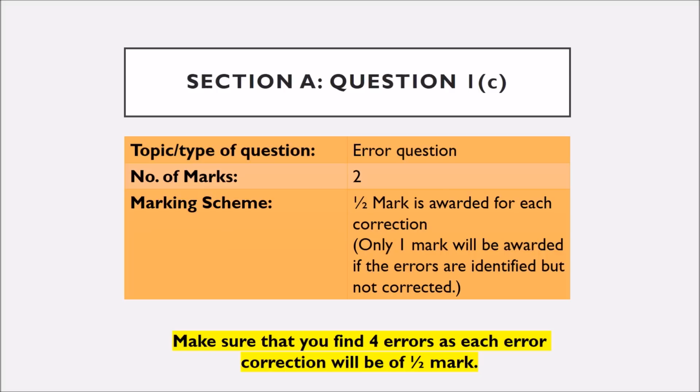Question number 1, part C, is of 2 marks. It is an error question in which a program segment or code is given and student is expected to rewrite the code after removing all syntax errors. Please remember to underline all the corrections made. Only 1 mark will be awarded if errors are identified but not corrected. Also, make sure that you find 4 errors, as each error correction will be of half marks.